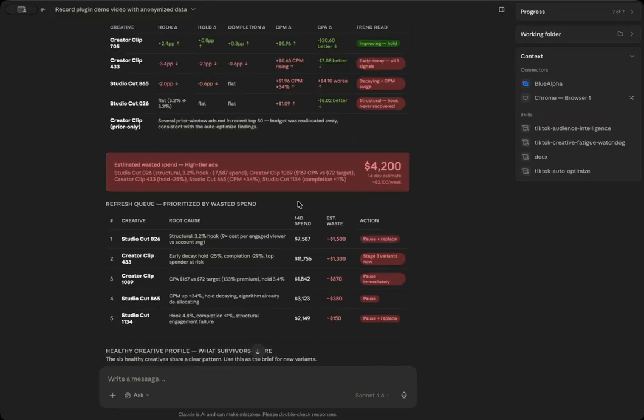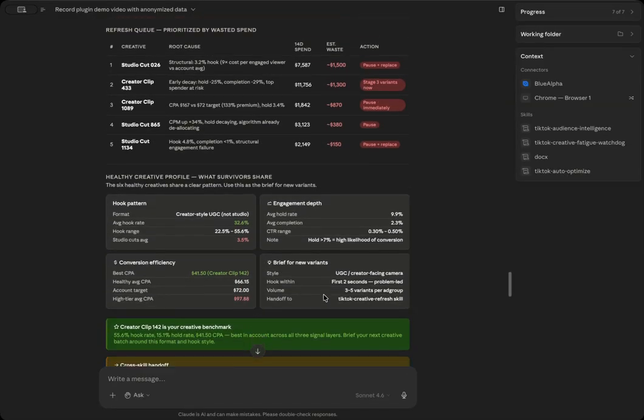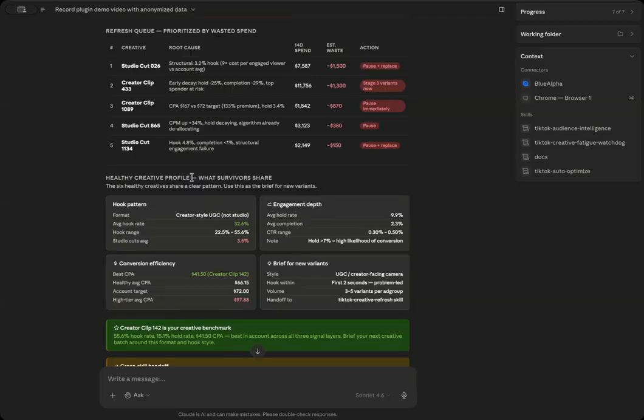And this is the refresh queue prioritized by wasted spend, ranking the creative clip 1089 as third and putting 026 and 4434 first, because there is quite some significant spend happening in those two creatives over the last 14 days. And then it also creates a healthy creative profile, what survivors, for example, share. The 6 healthy creators share a clear pattern, use this as a brief for new variants.